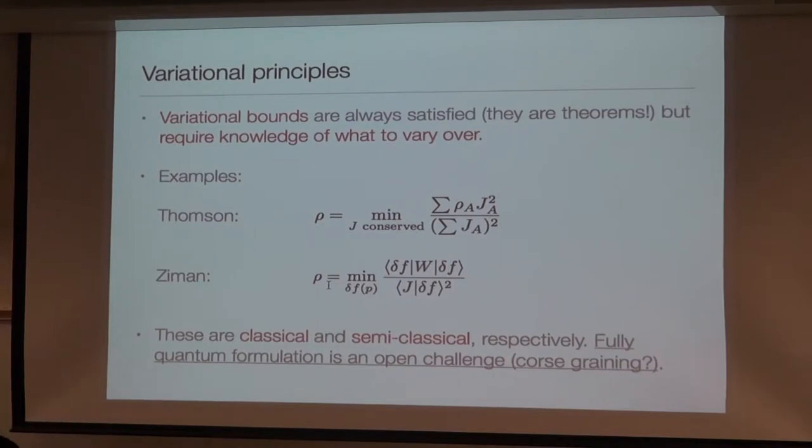What I think is lacking is a fully quantum formulation of these kinds of bounds, or at least to my knowledge, and I think that would be very interesting. But the challenge is you have to find the right coarse graining in a system without quasi-particles. What set of degrees of freedom should you use to formulate a variational principle? I suspect it exists, but I don't know it.